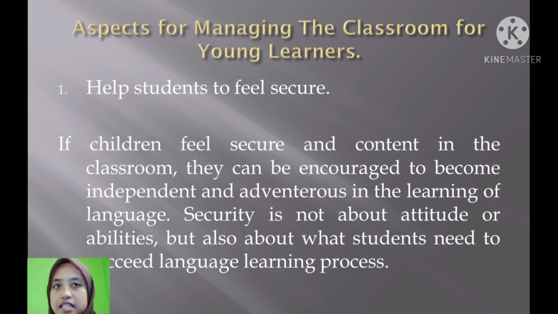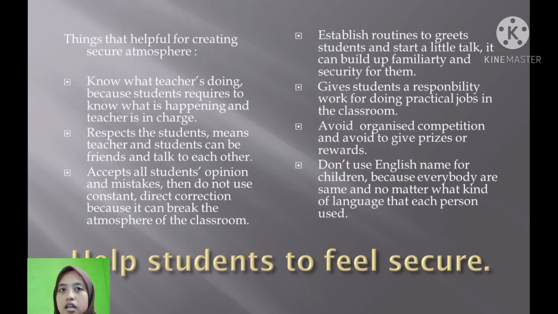The next material is about aspects for managing the classroom for a young learner. Number one is help students to feel secure. If children feel secure and content in the classroom, they can be encouraged to become independent and adventurous in the learning of language. Insecurity is not only about attitude or abilities, but also about what students need to succeed in the language learning process. There are 7 points that will be helpful for creating a secure atmosphere.